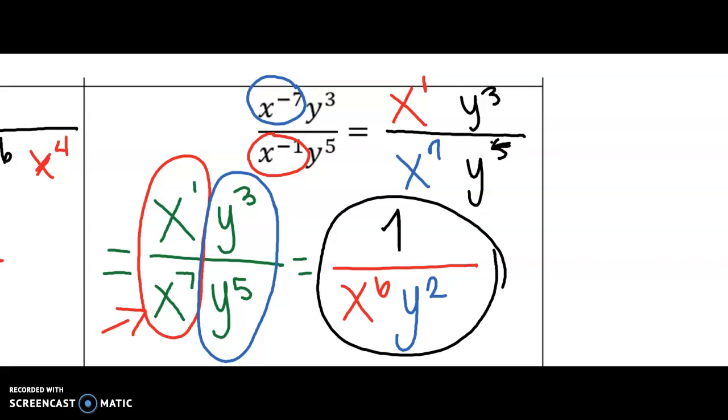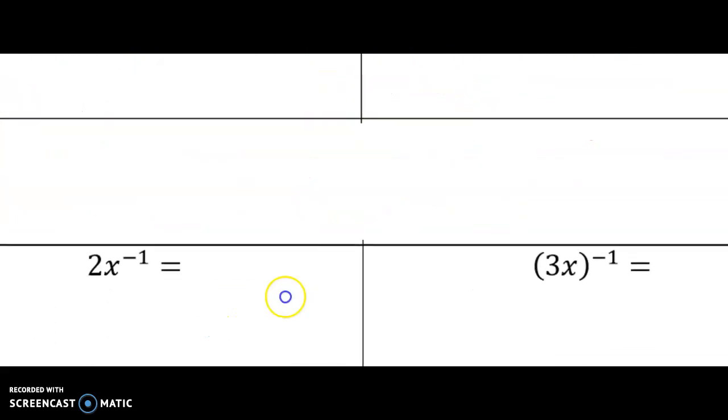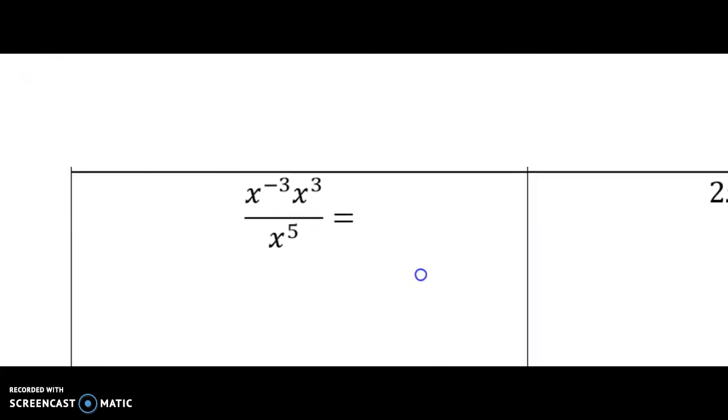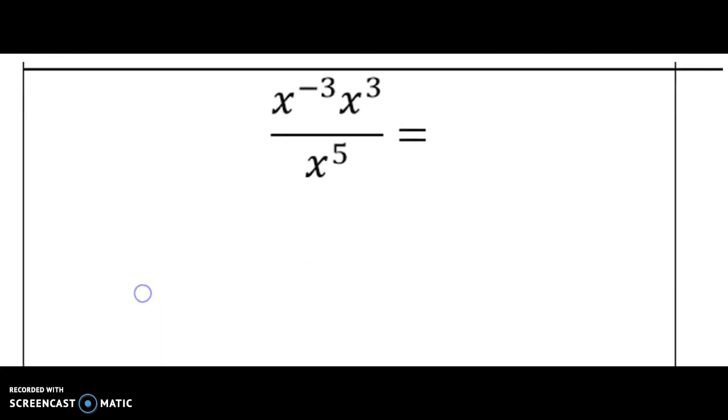Hopefully you got that one right. If not, that's okay. Just continue practicing and make sure that you move the negative exponents into positive ones by moving it either to the top or the bottom. So let's see if I have another example. This will be our final example. Go ahead and try this one real quick and see if you can get it. Pause the video, write it down.